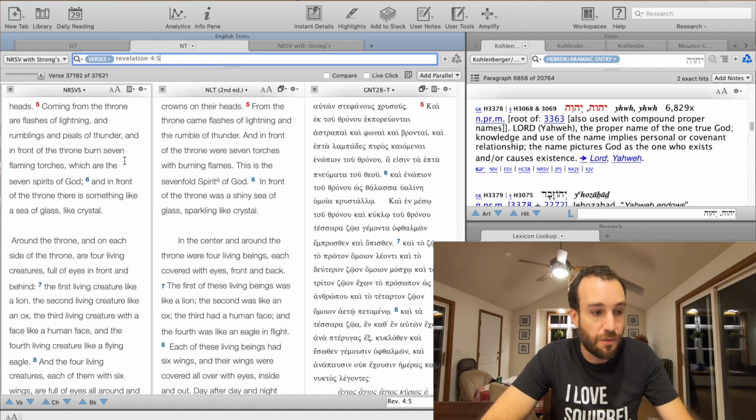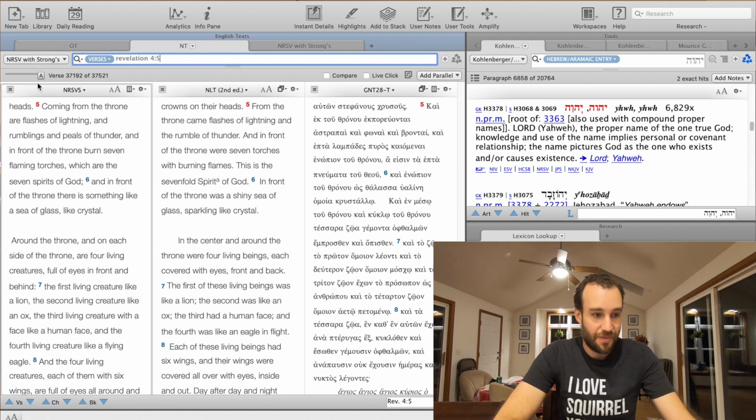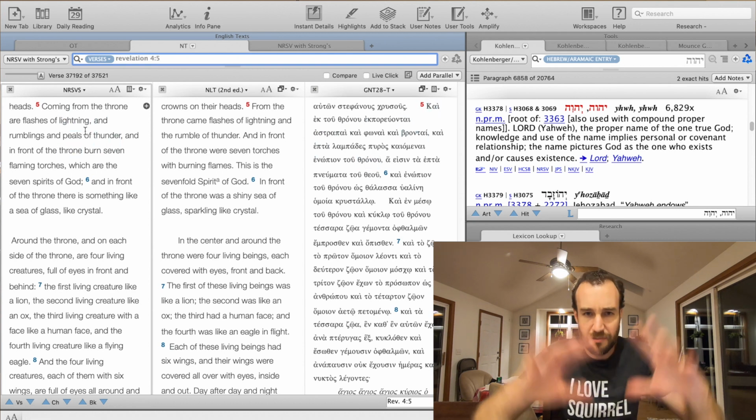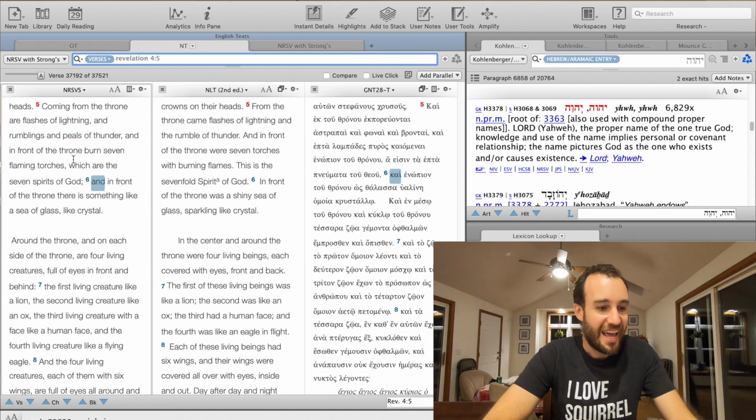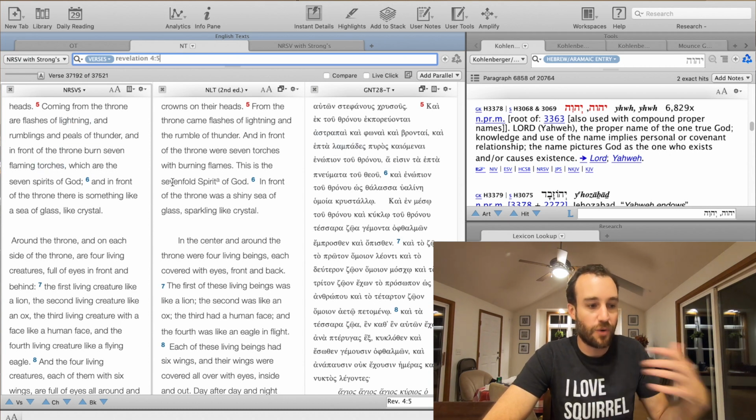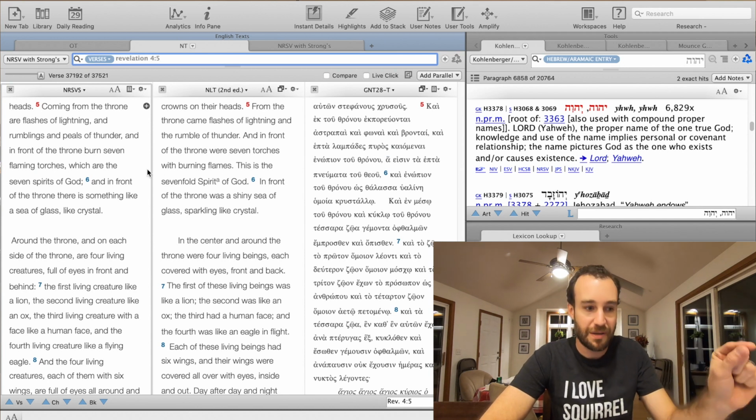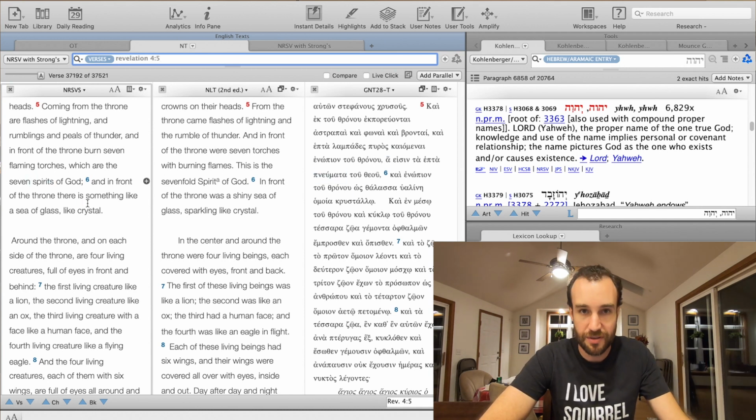And when you go into the New Testament, you realize that the image of the tree of life and the Spirit, they get connected in multiple ways. For example, in Revelation 4:5, there's this kind of vision of the throne room of God, and it says that coming from the throne are these flashes of lightning and rumblings and peals of thunder, and in front of the throne burn 7 flaming torches, which are the 7 spirits of God.